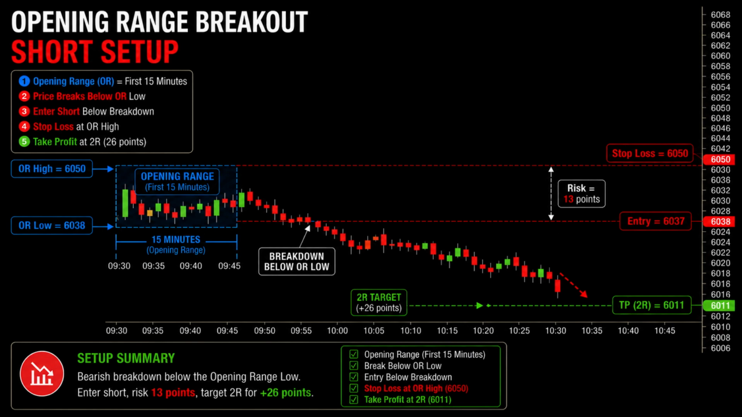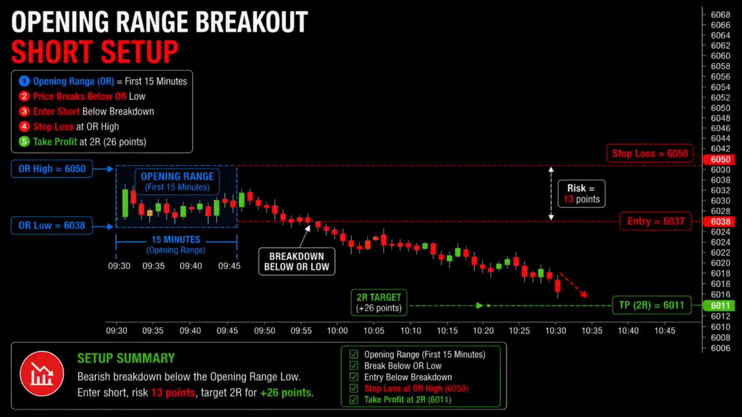So the short side 2R setup is simple. Break below the opening range low, enter short, stop loss at the opening range high, take profit at 2R, one trade per day, no indicators, no news filters, no guessing. Now let's look at the MetaTrader 5 report and see what happened when the short only target was changed from 1R to 2R.